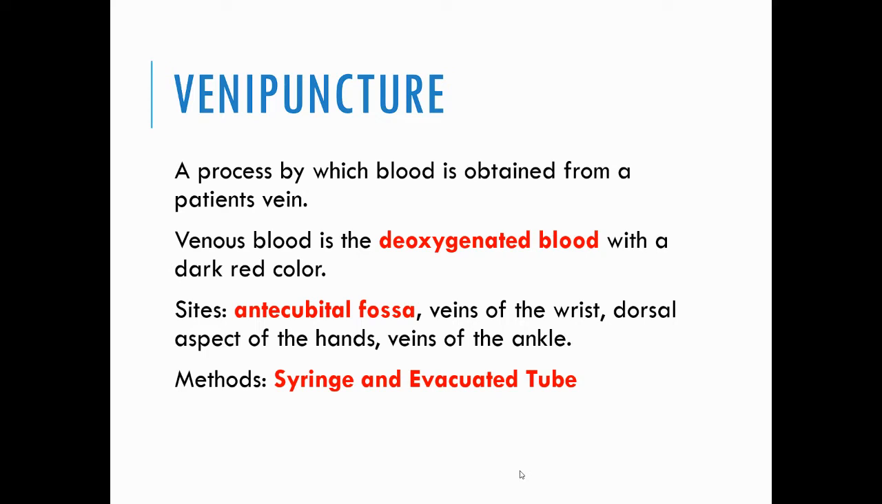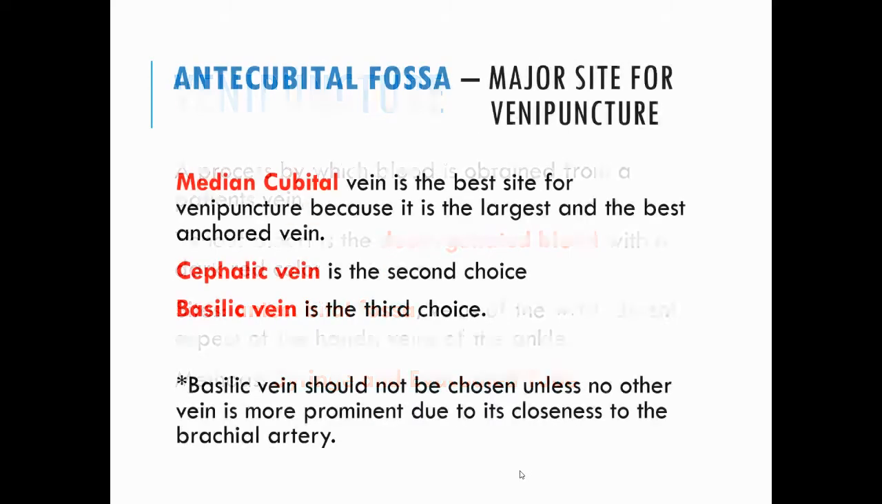Now, we also have two different methods for performing venipuncture. We have the syringe and we have the evacuated tube. For the antecubital fossa, it is the major site for venipuncture. Why? Because it has the largest and the best anchored vein. The veins in the antecubital fossa have the best locations, the best sites, that do not produce much pain for our patients.